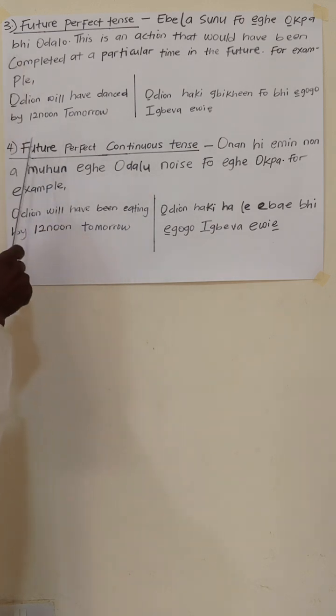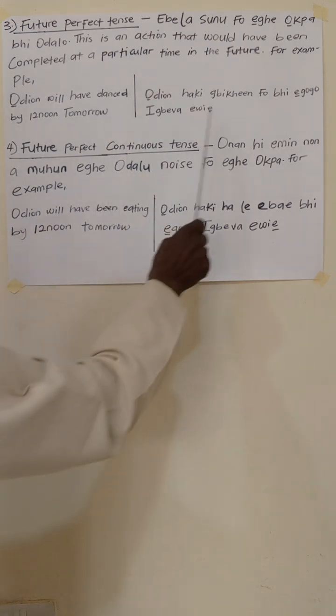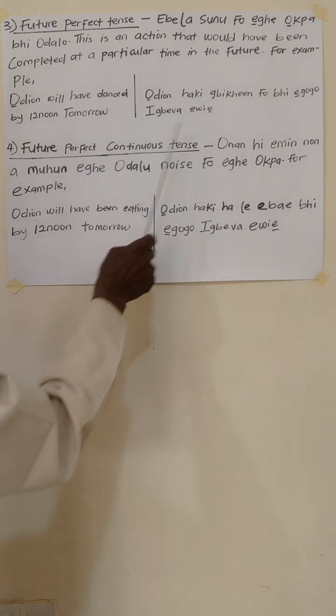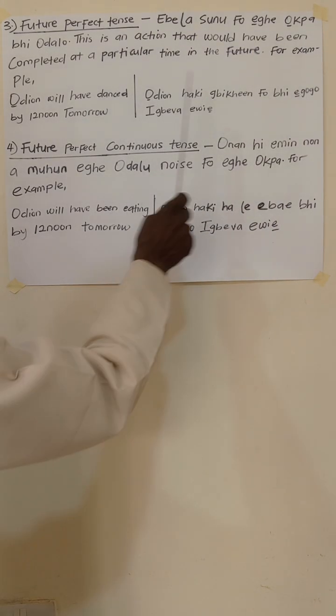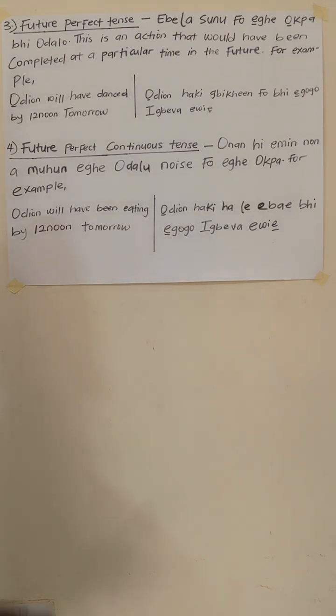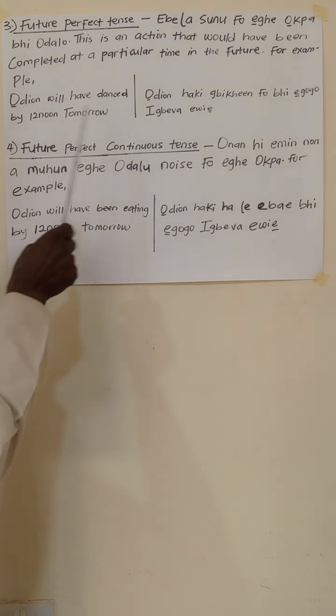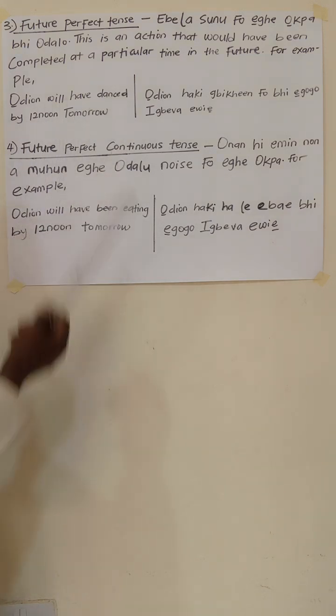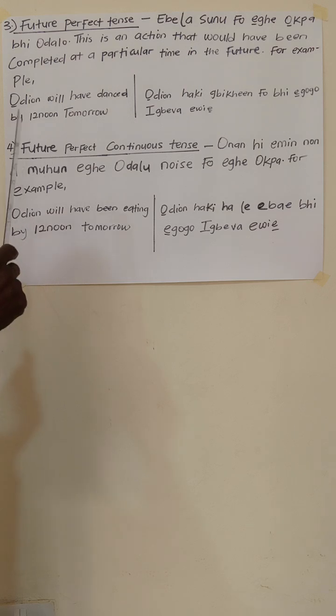Ọjọ́ would have danced by 12 noon tomorrow. Ọjọ́ ha kì gbìkàn fó rí agbóhùngbéva area, which means Ọjọ́ would have finished dancing by 12 tomorrow. Now, that is future perfect tense.